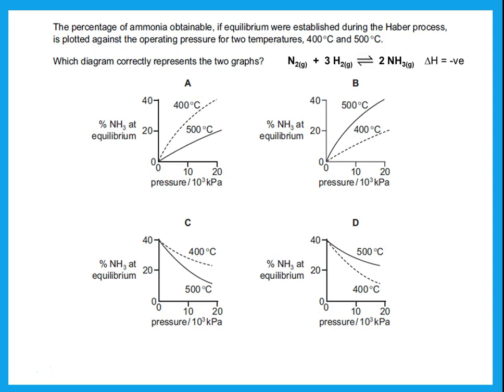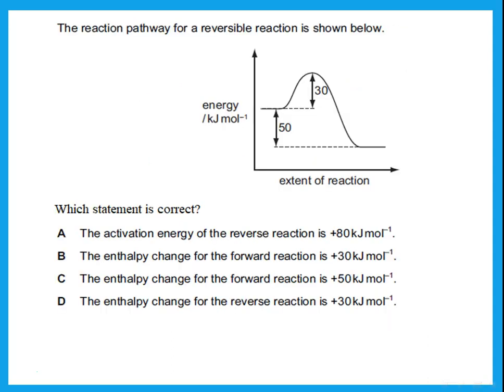So which graph says that? A or C? No, C says as I go from 0 to 10 to 20, the percent ammonia is going down. No, then my answer is A. Do we understand that? Please think in exactly the same way.